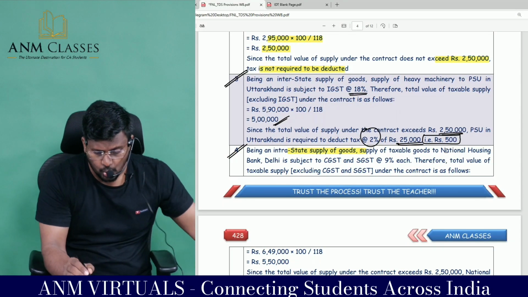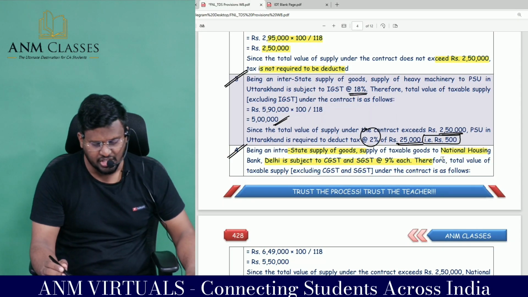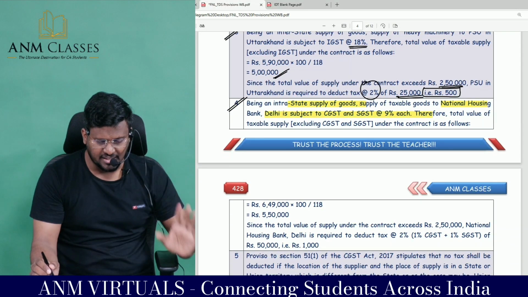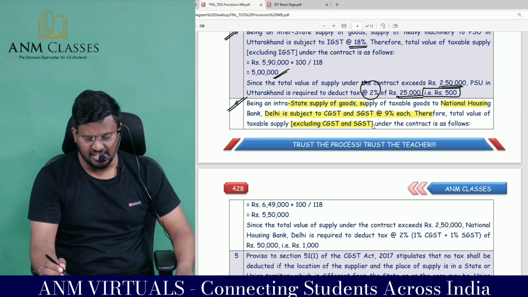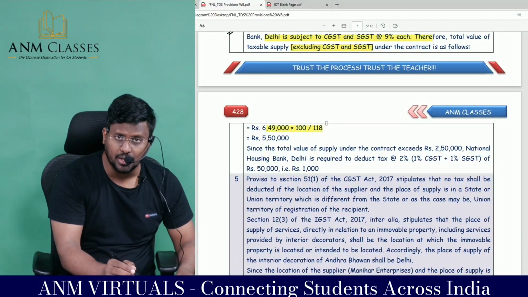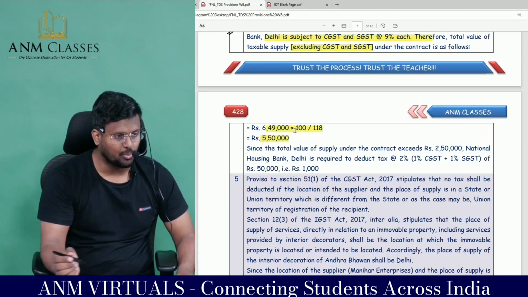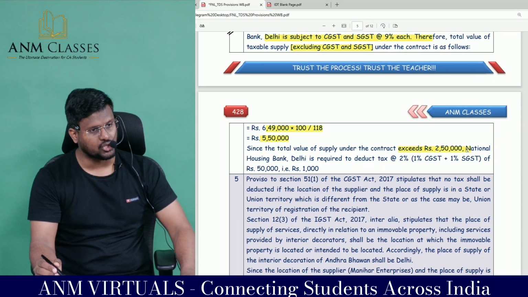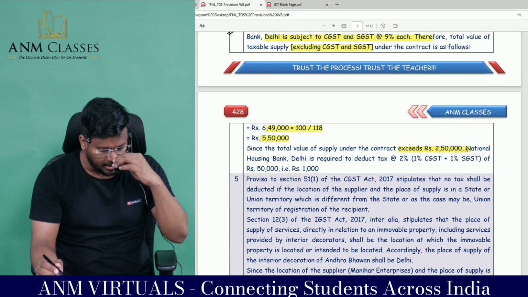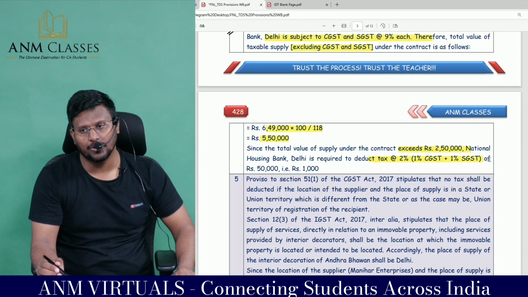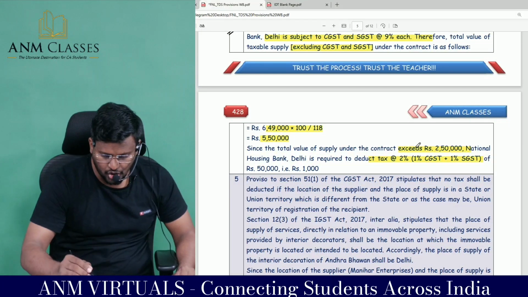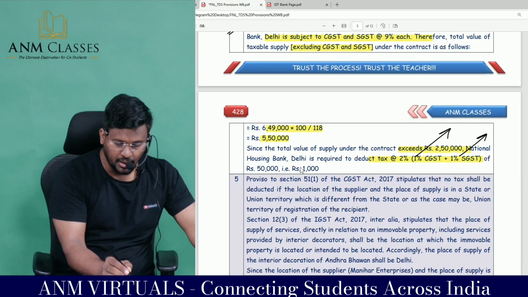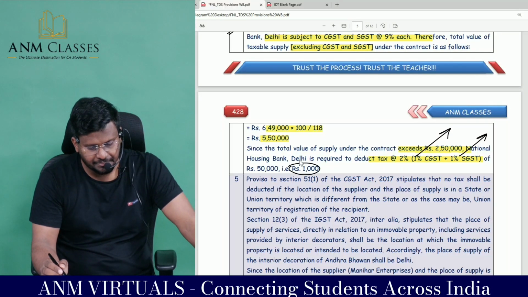Supply of taxable goods to National Housing Bank, Delhi, subject to CGST and SGST Act. Therefore, total value of taxable supply excluding CGST and SGST under the contract is 6,49,000 divided by 100 comes to how much? Since the total value of supply under the contract exceeds how much? National Housing Bank Delhi is required to deduct tax at how much percent? Which is 1% CGST and 1% SGST of how much? 50,000. Totally, which is 500 rupees.